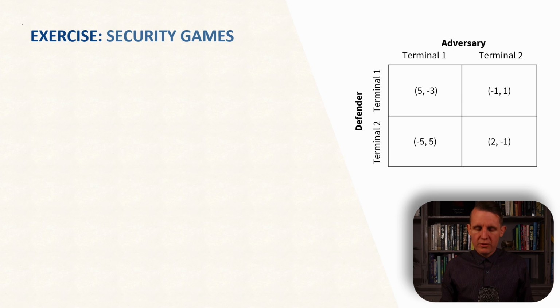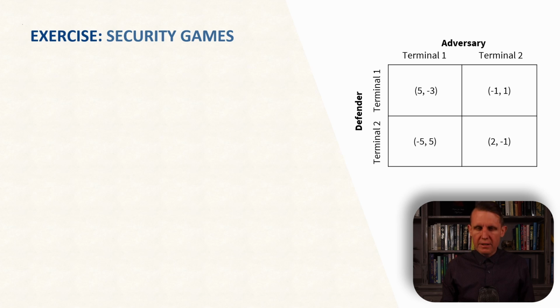However, both players value the terminals differently to each other, and they each value each terminal differently to the other terminal. So for example, if the defender successfully defends an attack on Terminal 1, it gets a payoff of 5, whereas if it successfully defends Terminal 2, it gets a payoff of 2. Similarly, if the adversary successfully attacks Terminal 1, it gets a payoff of 5, and if it successfully attacks Terminal 2, a payoff of 1. So this models the fact that each of them values the terminal differently to each other and each terminal differently.